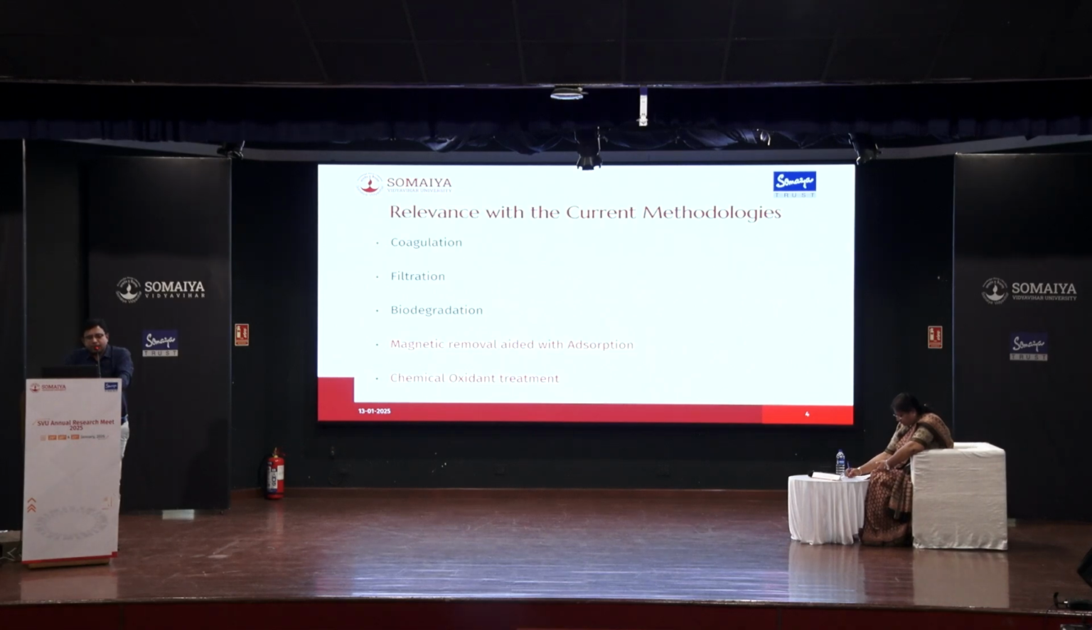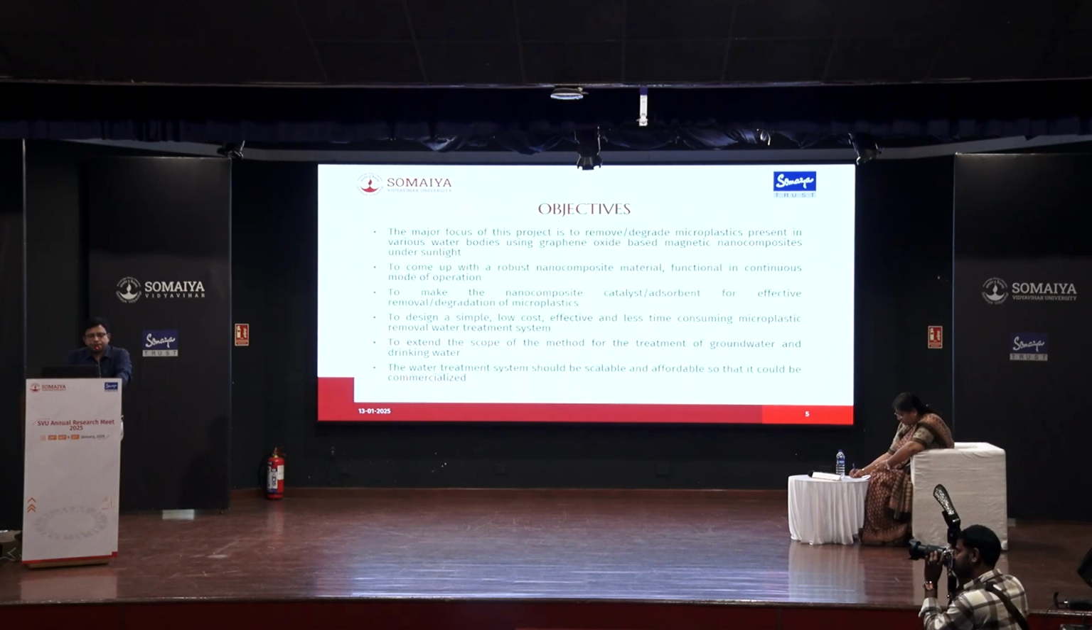So what we are proposing is magnetic removal, a material which is magnetic, and the plastic has to be removed by adsorption, and it should not be degraded in situ, that is in the water body, because what will happen if we try to degrade it there itself in the water, it can form even lethal chemicals because of degradation, and it will contaminate the water further. So what we are planning is, we will remove the microplastic material by adsorption, and then a chemical oxidant treatment method will be used to degrade this to some innocuous material. That is the aim, basically.